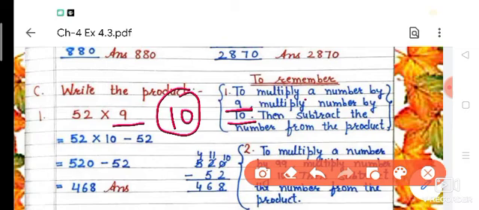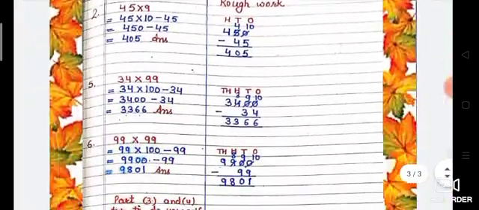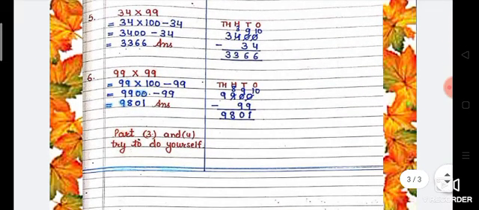So 52 multiply 9. So 52 firstly multiply by 10, then minus 52. Then subtract the number from the product. So this is the product now. When we are multiplying 10 and 52, the product is 520, and you have to subtract this number again. So 520 minus 52, when you subtract, you will get 468. Okay. Next again with 9. So I will do the 5th part, and the 3rd and 4th parts, students, you will try yourself.